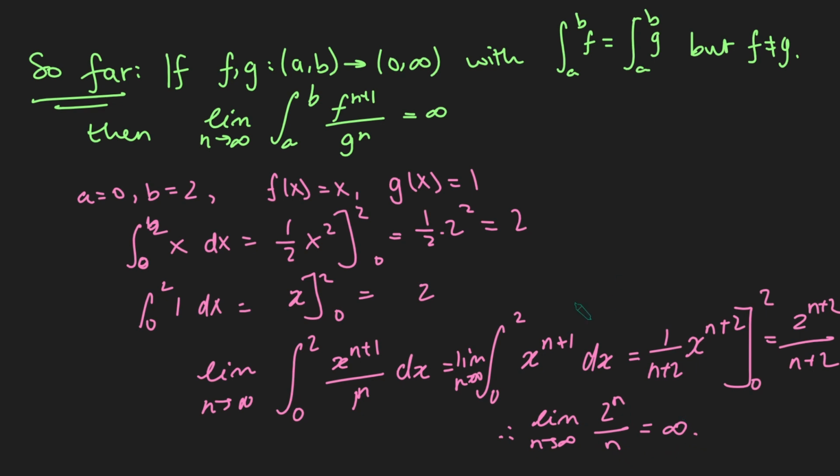But along the way, we've proved this pretty neat result here, that if you have two functions whose integrals are the same and they're continuous and positive, then the integral from a to b of one function on the top to a high power divided by the other function to one less than that power tends towards infinity as you make the power bigger and bigger.